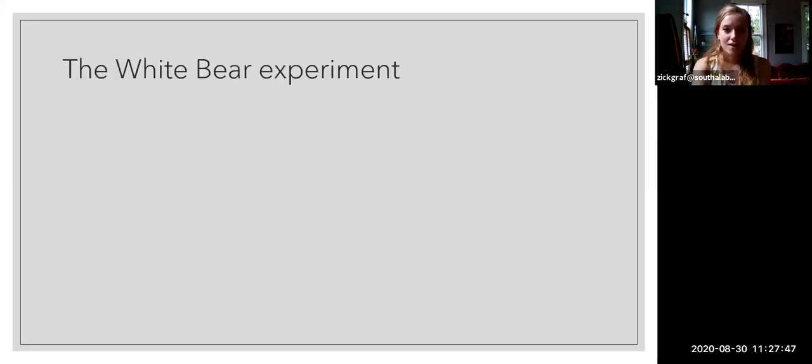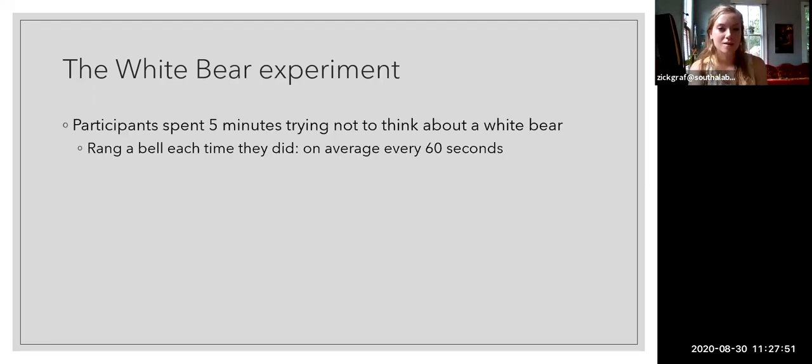So this demonstration comes from a famous experiment in psychology known as the white bear experiment, where participants were actually told to spend 5 minutes trying not to think about a white bear. And they were asked to ring a bell every time that they did have a white bear thought. So on average, people who were actively trying to suppress these thoughts had them about every 60 seconds.